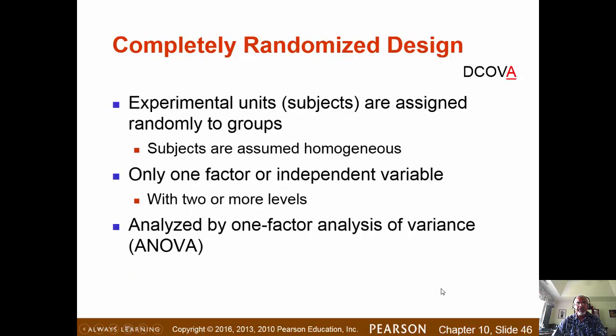So a completely randomized design is where the experimental units are assigned randomly to the groups, meaning the treatment levels. Now, only one factor or one independent variable with two or more levels. So see here, the independent variable is your factor, and within that independent variable you have several treatment levels. Okay. Now, with this introduction, let's now look at how the testing itself is done.